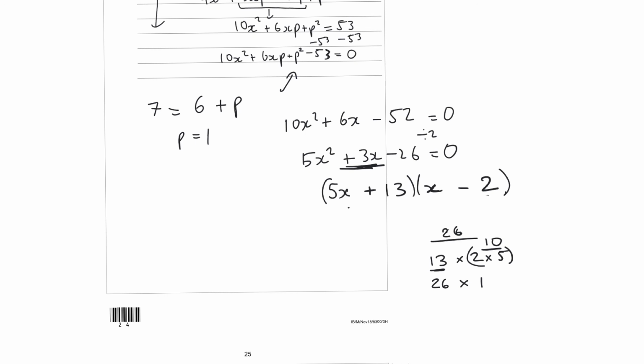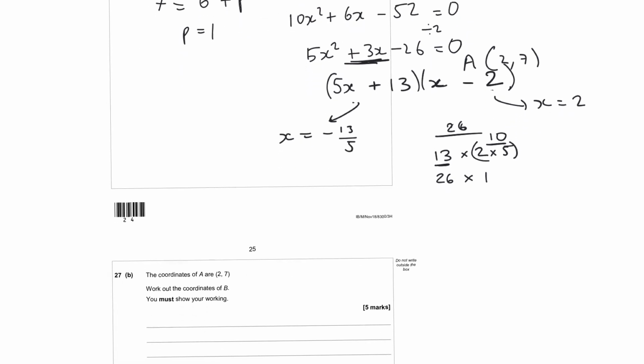So just to reiterate, and rewrite it down, our a coordinate was 2, 7, and we know one of the solutions is when x is equal to 2. So the other solution is when x is equal to minus 13 over 5. So that's going to be our x value for B. Is it making sense? I'm just going to rewrite that here. So B, first of all, the x value is going to be minus 13 over 5, but we don't know what y is, so we can work that out.